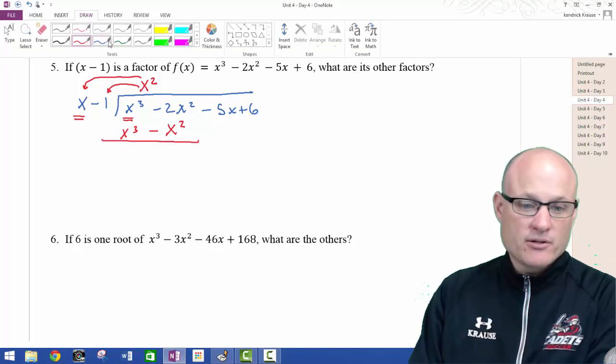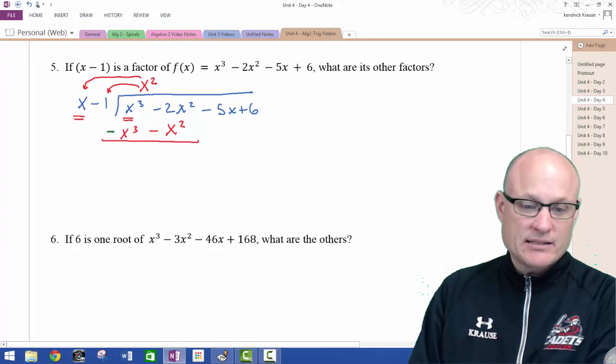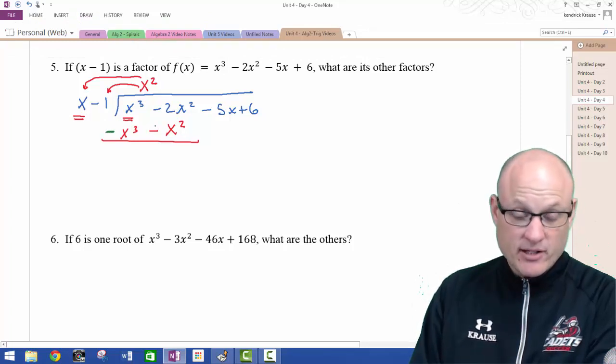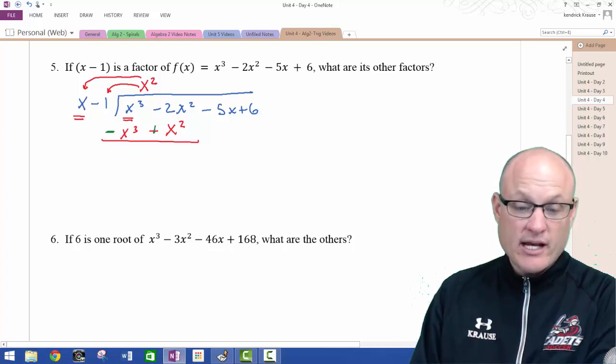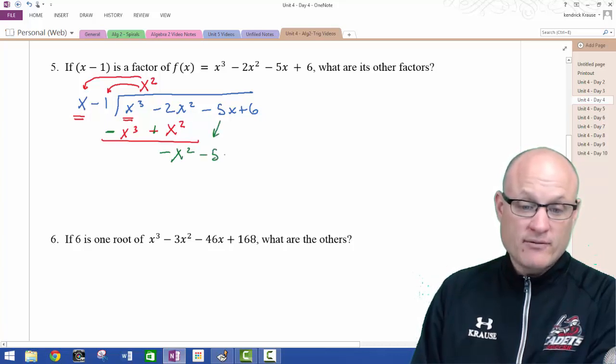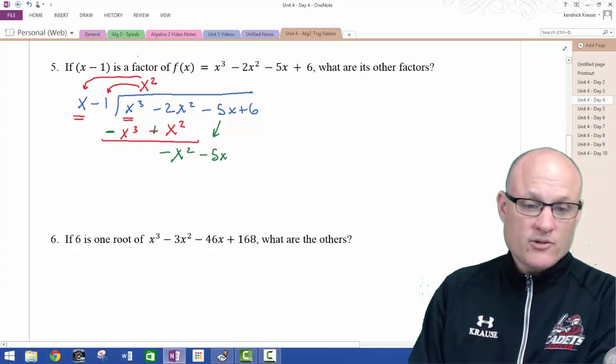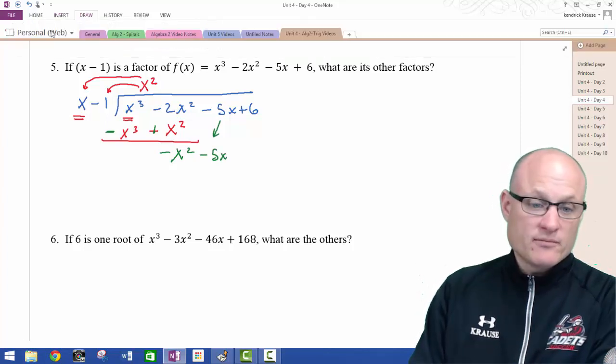Here comes the hard part. You got to remember, we're going to be subtracting. So this is subtracting, and I'm subtracting off this negative, which makes a positive. So negative 2x squared plus x squared is negative x squared. Just like in 5th grade long division, this comes down, minus 5x. So now, let me get rid of some of this stuff.